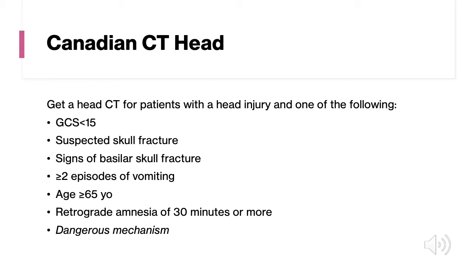So for the Canadian CT head criteria, you're going to get a head CT for patients who have a head injury and one of the following. If they have a GCS of less than 15, if you suspect a skull fracture or basilar skull fracture, if they have had 2 or more episodes of vomiting, if their age is greater than 65, if they have retrograde amnesia of 30 minutes or more, and if the mechanism is dangerous.